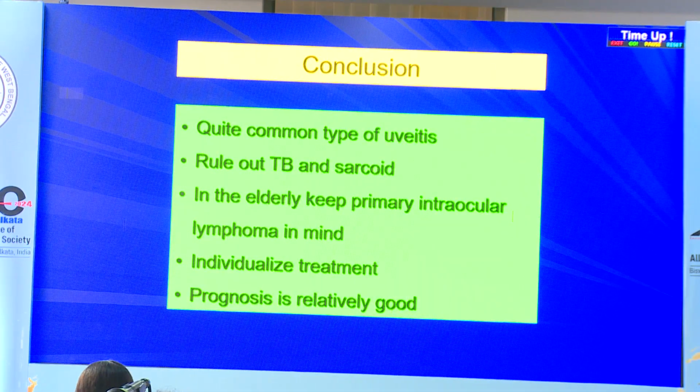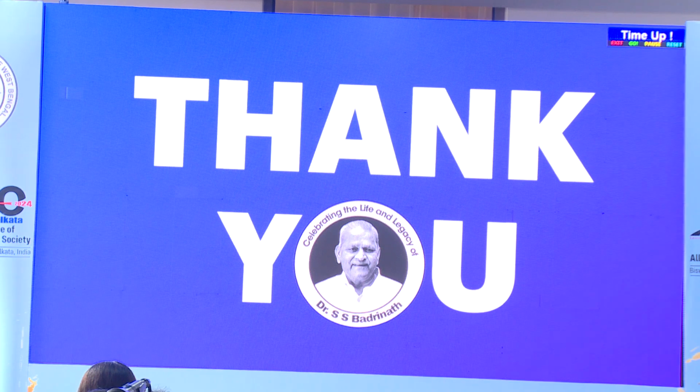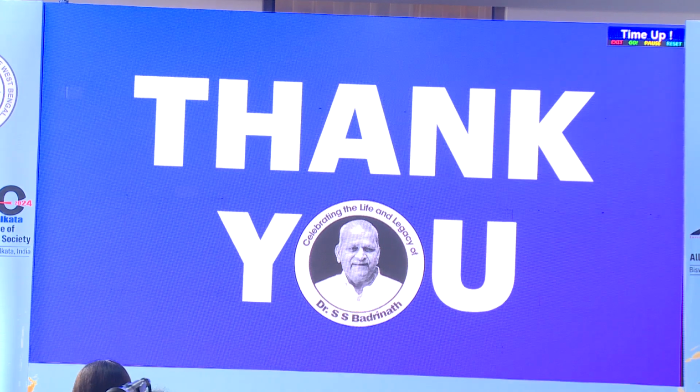So in summary, the quite common type of uveitis is the intermediate uveitis. 1 in 5 of uveitis cases is intermediate uveitis. Rule out TB and sarcoid. In the elderly, keep primary intraocular lymphoma in mind. Individualize the treatment, and prognosis is relatively good. I'd like to dedicate this talk to my mentor, Professor S.S. Badrinath. Thank you.